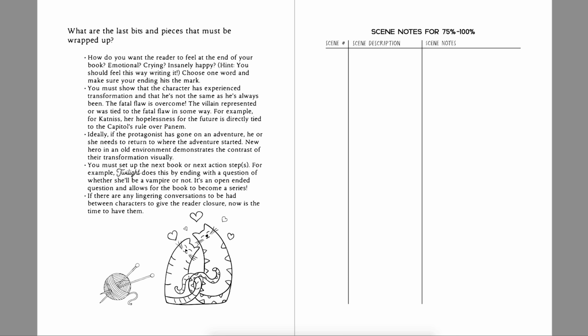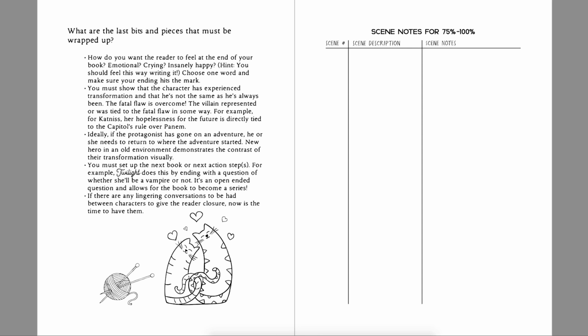All right, so then Twilight's another one. They end up going back to, I think it's Forks, Washington, and they go to like a school dance. That's kind of how that book ends. So lingering conversations, that sort of thing, and any additional things that are needed to give the reader closure.